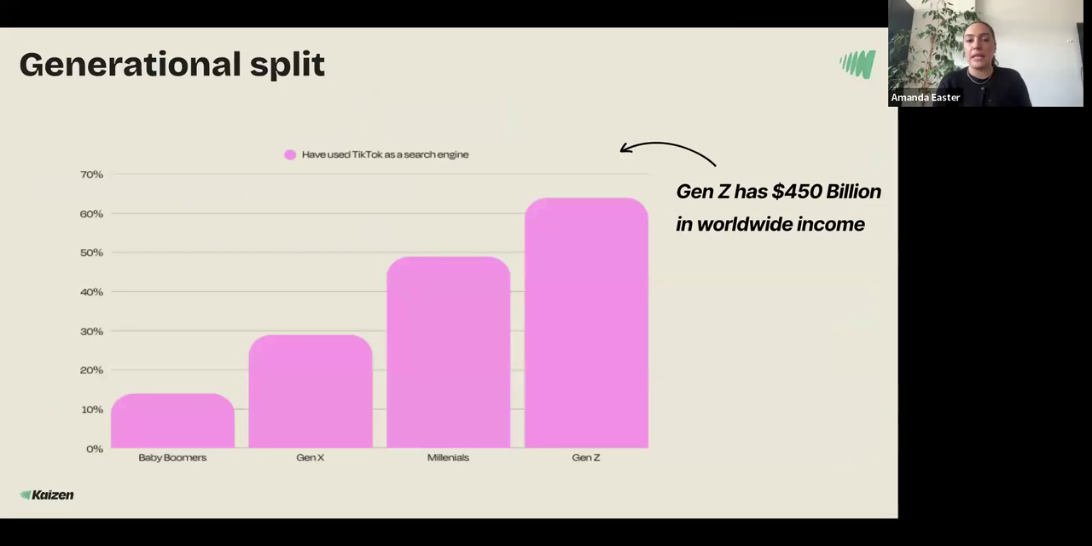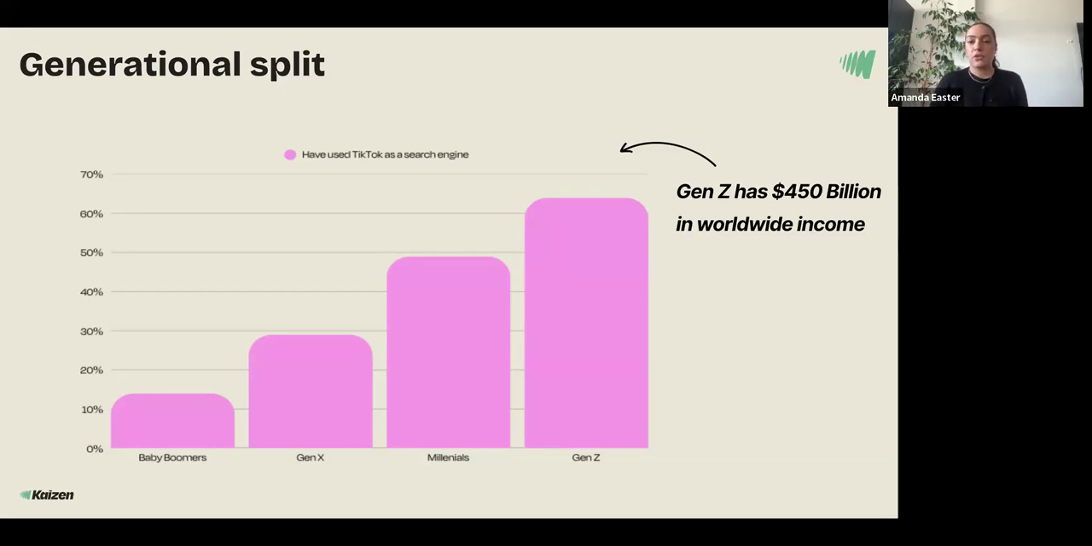Something that is really interesting, and kind of self-explanatory, is that there is a huge generational split when it comes to who's using TikTok and who is using it for search. This is data that came from our survey that we ran in-house, where, as you can see here, a large proportion of the people who are using TikTok as a search engine are within that millennial and Gen Z category, whereas for baby boomers and Gen X, it's significantly lower.